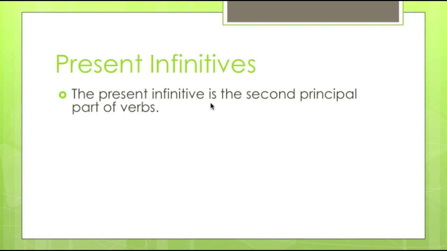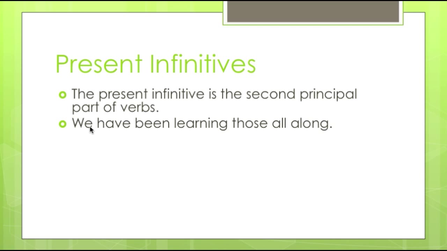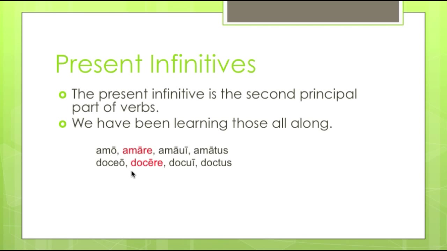The present infinitive is the second principal part of verbs. We have been learning those all along. To give you an example, from amo, amare, amavi, amatus, amare is the present infinitive. It means to love. From doceo, docere, docui, doctus, a verb that means teach, docere is the present infinitive.